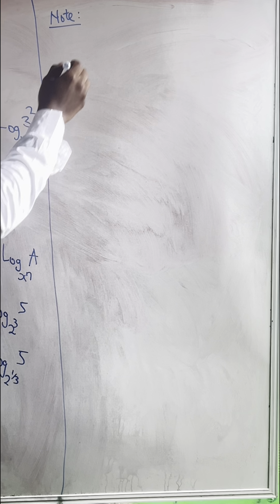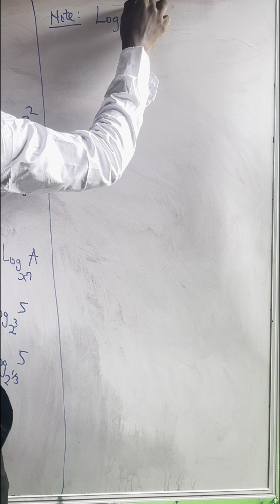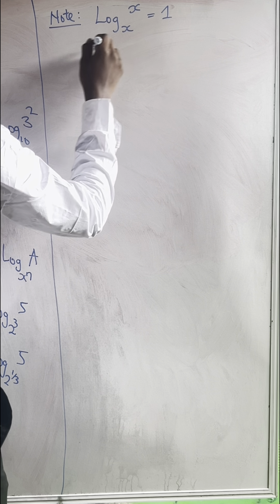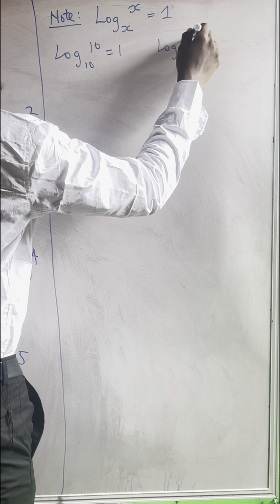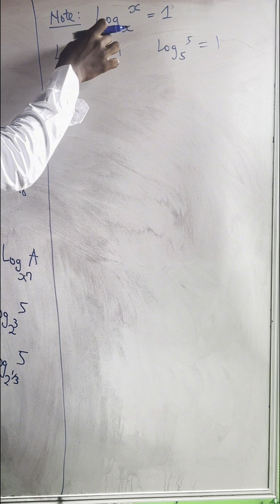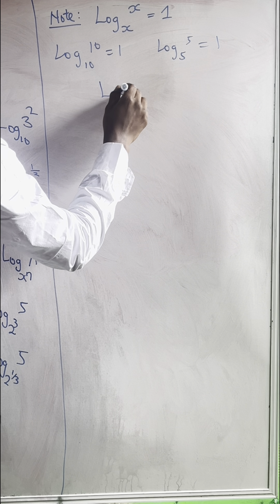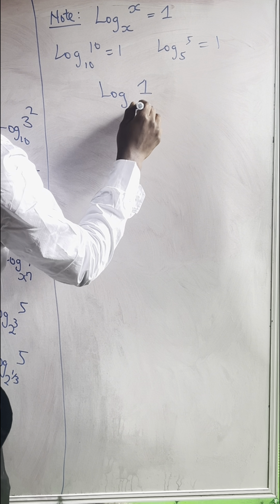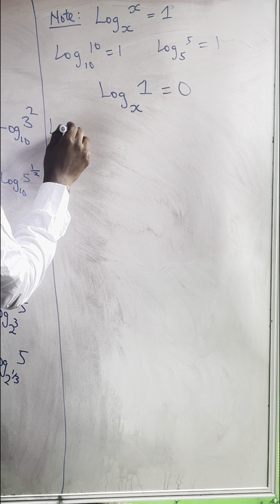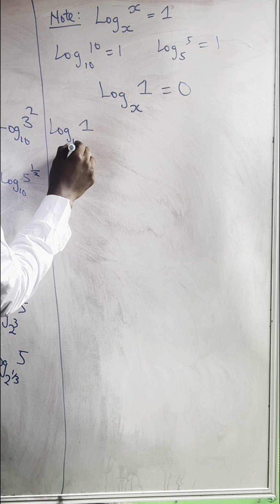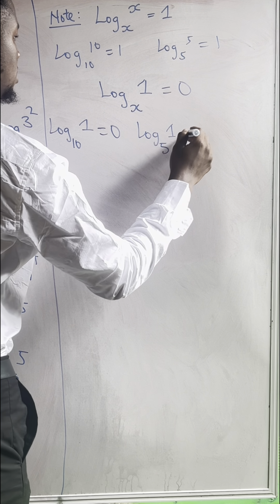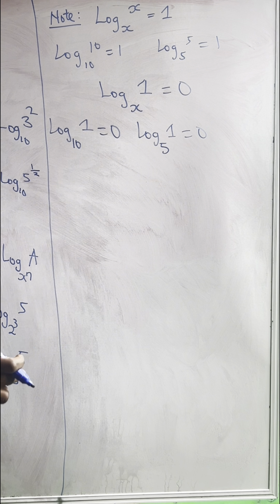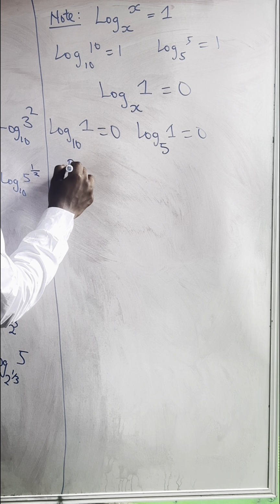Guys, to note, log of a number to the same base will equal 1. This is that log 5 base 5 is equal to 1. Log of the number with the same base will equal 1. Another thing you have to know is that log of 1 to any base is 0. Log 1 base 5 is equal to 0. Log 1 to base 10 is 0.